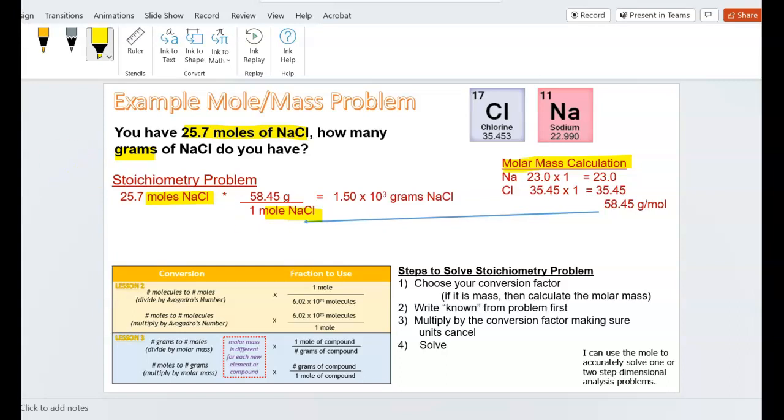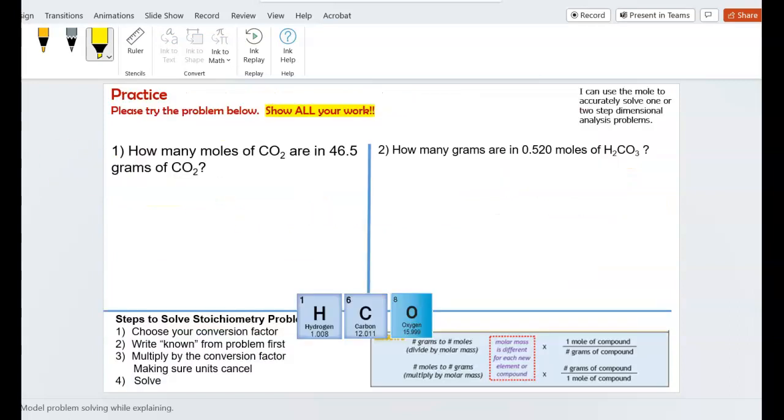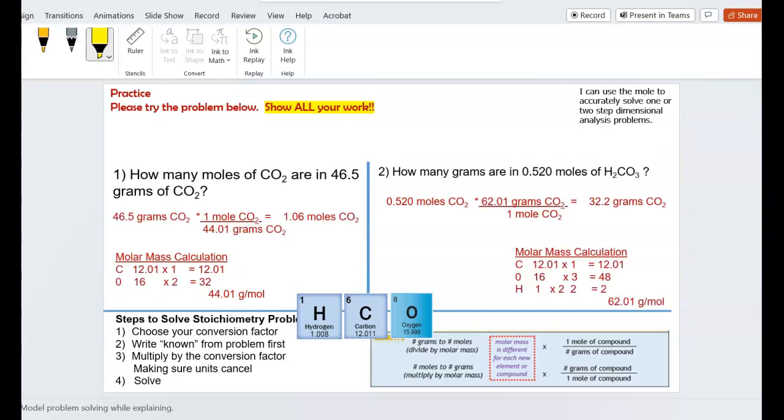Okay, so here's some for you to try. You could pause the recording here and see if you can write up those problems and convert grams and moles. Right, here's the answers. There are 2 other types of problems I just wanted to share with you. If you'd like to give them a try, you can.